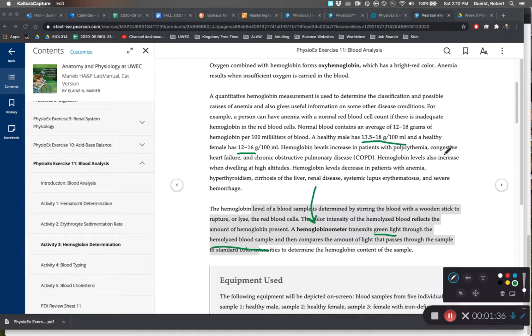Individuals that have polycythemia, congestive heart failure, or chronic obstructive pulmonary disease are typically going to have an increase in hemoglobin levels. Individuals that live in high altitudes will also have that increase in hemoglobin levels. Individuals that have anemia, lupus, kidney disease, liver disease, hypothyroidism, or bleed a lot will typically have decreased hemoglobin concentrations in their blood.